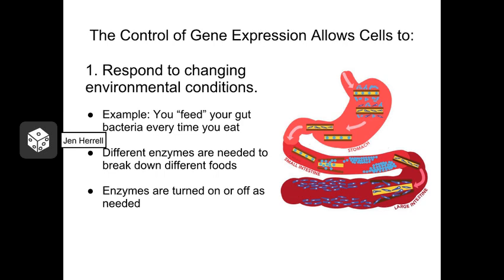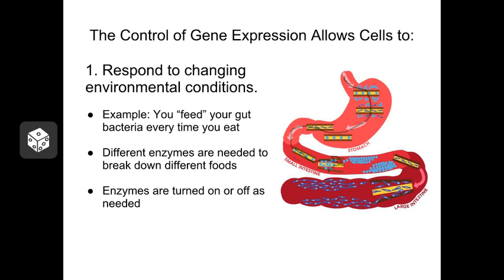Having the ability to control the pattern of gene expression is really important to cells for a couple of reasons. First, it allows cells to respond to a changing environment. Let's consider the many species of bacteria that live inside your guts. Now, every time you eat something, you're not only feeding yourself, you're also feeding your gut bacteria. Now let's consider what might happen if you eat a brand new food that you've never had before. It's really different than your usual diet.